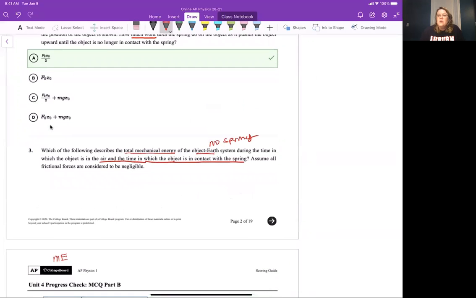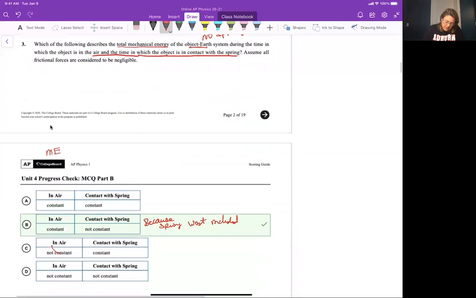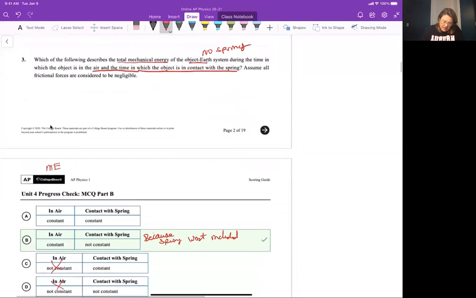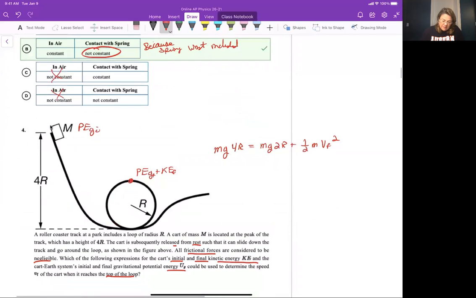And so it's only the object and Earth that are part of the system, so the mechanical energy has to stay constant. So I can go through and quickly eliminate these. Then I have to look at the ones that say contact with the spring. Well, because the spring wasn't included, the mechanical energy is not constant because I have an external force, which is the spring, because the spring wasn't included in the system.